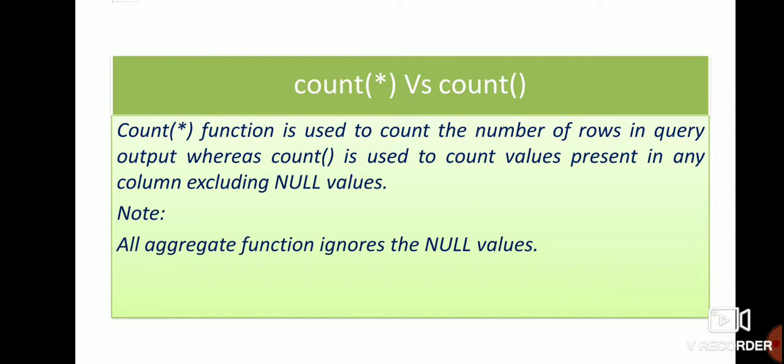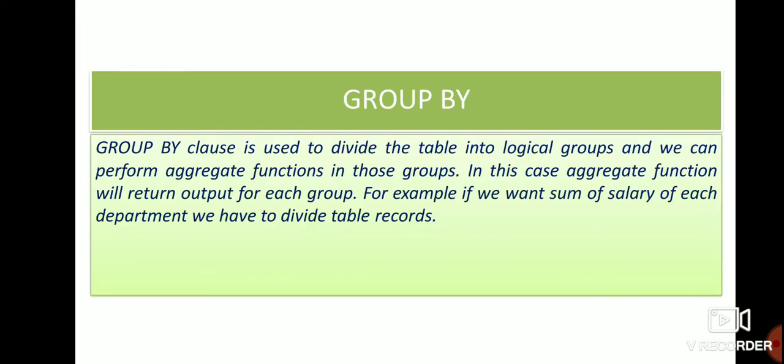You can see the difference also. Count asterisk function is used to count the number of rows in a query, whereas count is used to count values present in any column excluding the null values. It does not count the null values. Okay, all the aggregate functions ignore the null values.